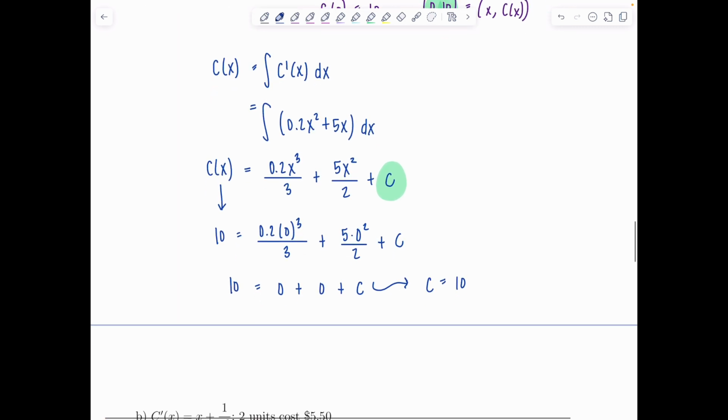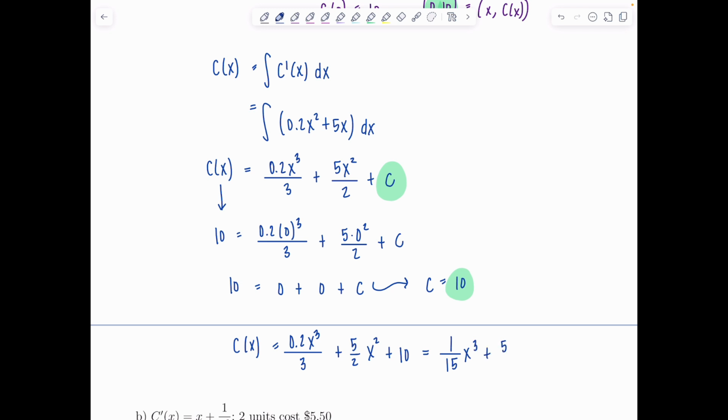So now I can say, all right, c of x. I got like way too excited and wrote way too big. Okay, c of x is 0.2 x cubed divided by 3 plus 5/2 x squared plus, now I know c is 10. Okay, and then 0.2 divided by 3, let's just write that as 1/15 x cubed plus 5/2 x squared plus 10. That's our final cleaned up, ready for business cost function. How was that?